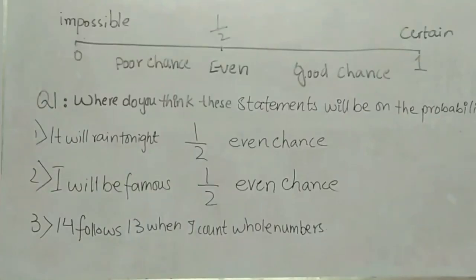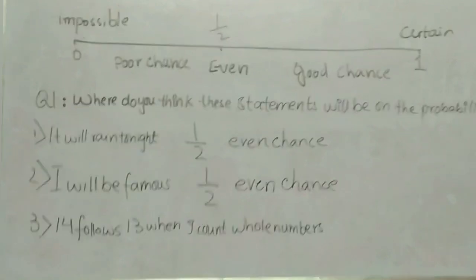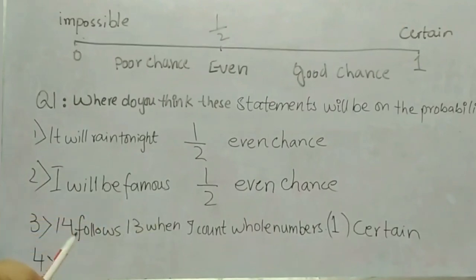Now take third example. 14 follows 13 when I count whole numbers. As you know, 14 will come after 13. So it is certain that 14 will come after 13. So we can write like this: 1 or certain.